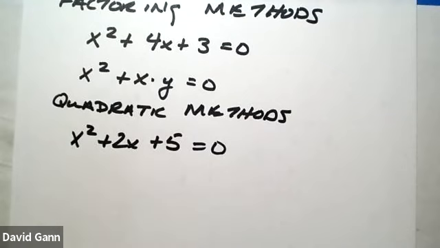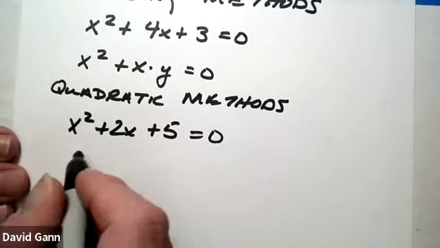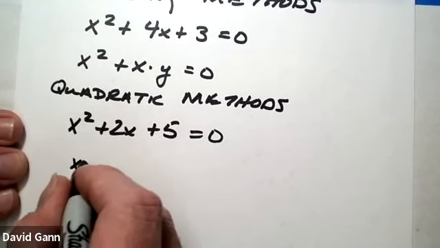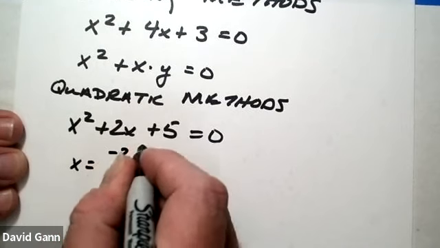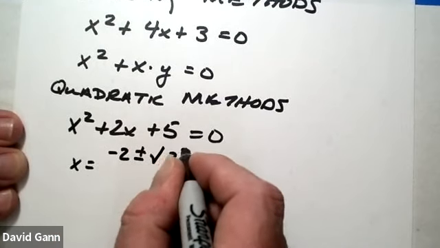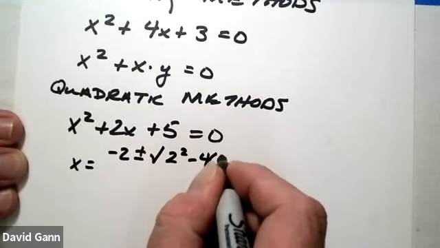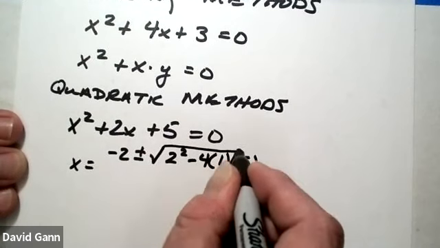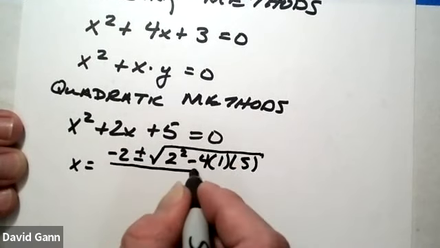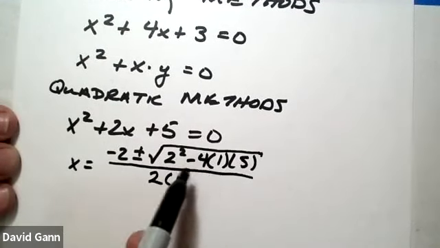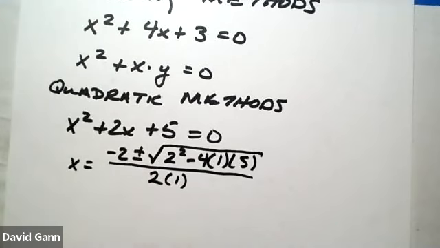That's because we have the quadratic formula, right? If we plug into that formula, we'd get x equal to negative 2 plus or minus the square root of 2 squared minus 4 times 1 times 5, all over 2 times 1. And like I said, I think you're going to get an imaginary root here. But anyways, this is the method.